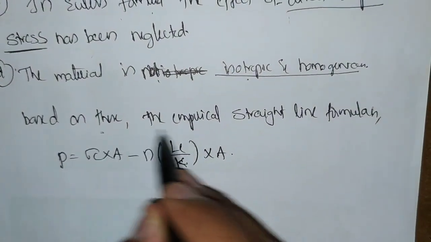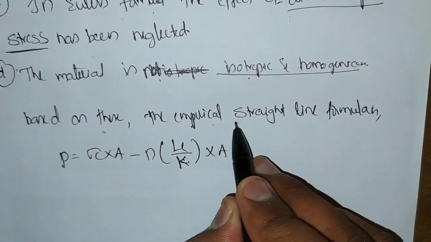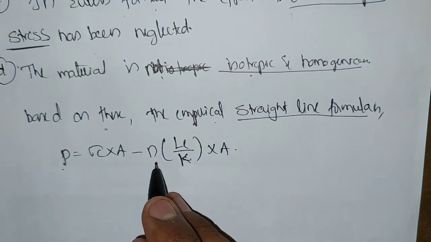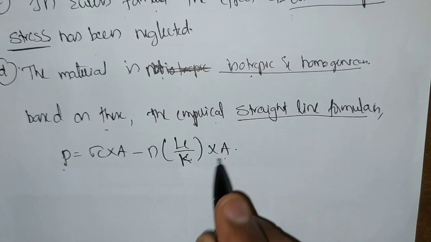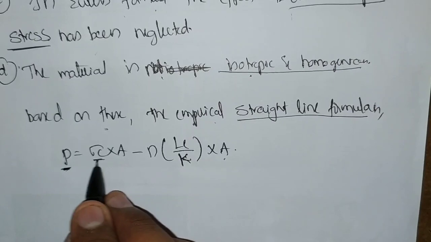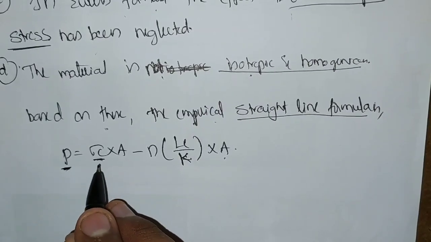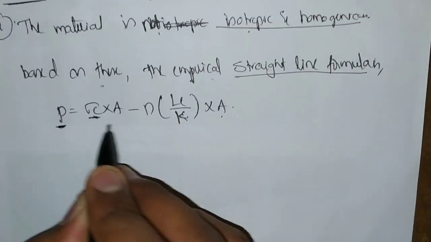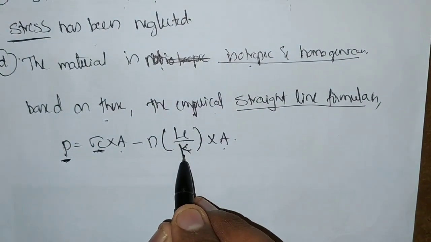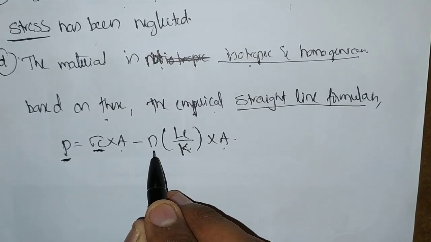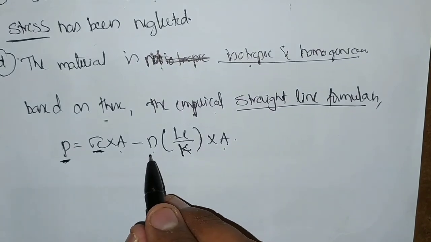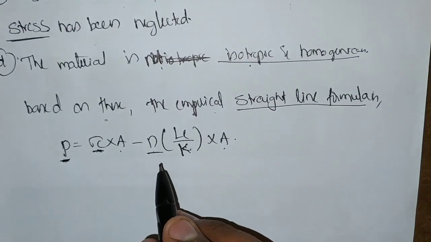Based on this, the empirical formula defined is the straight line formula, that is P is equal to sigma C into A minus n of Le by k into A. We know P is the crippling load. Sigma C is the compressive stress or crushing stress. A is the area and Le by k is the slenderness ratio. N is a constant due to the straight line formula.